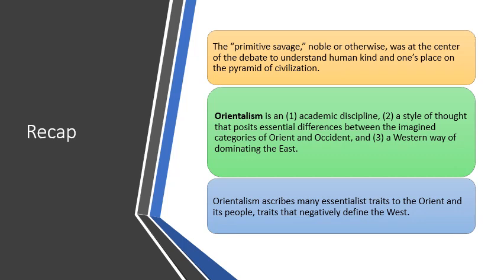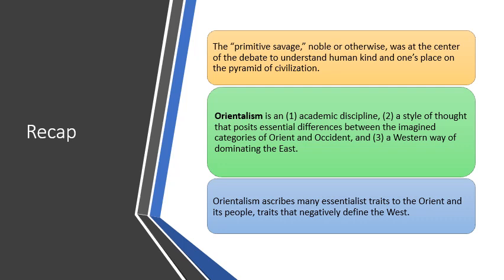Also important to understand is the idea of the savage, the primitive savage, whether or not they were considered noble or savage. This was really at the center of the debate to understand humankind and how people fit on this perceived pyramid of civilization. Savages and barbarism were the lowest level, and Europeans thought that they were the pinnacle of civilization at the time.